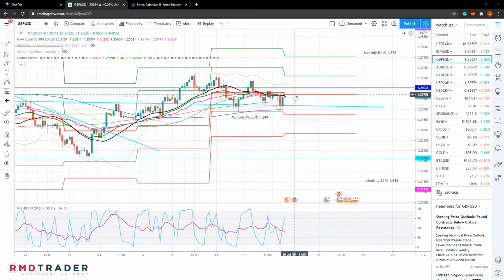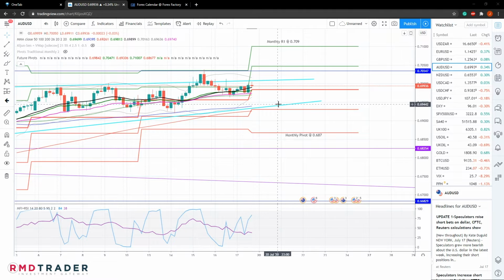And of course, should price manage to break above this level and also above our weekly pivot level at 1.257, I think we can expect price to firstly move higher to this 1.266 level, that being the weekly R1 level, and then the monthly R1 pivot level of 1.272 being the higher target for next week. And of course the support remains at the monthly pivot level at 1.250.